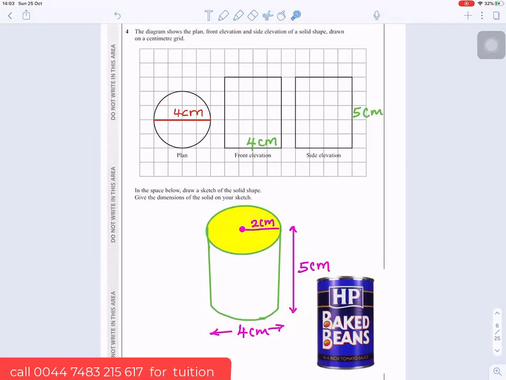And when you look from the side, you will see the height of 5 centimeters, and you also see a rectangle. So that is the shape of the solid which you would get when you draw it and you give the dimensions 4 centimeters, 5 centimeters.